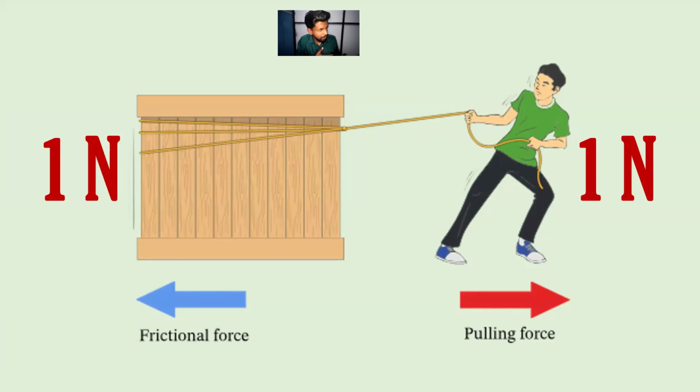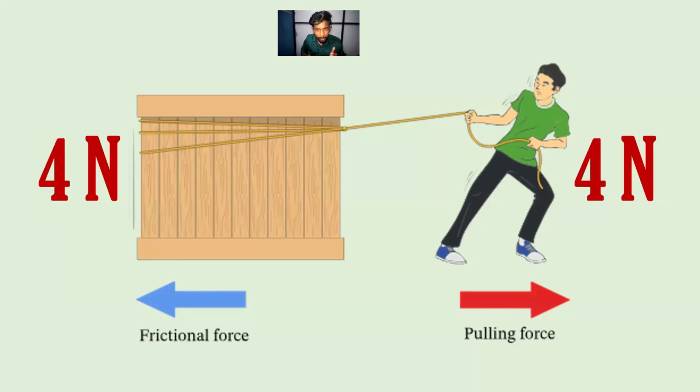So now what am I going to do? Now I'm going to increase the force to 2. If I increase the force up to 2 Newton, then the frictional force also will increase up to 2. Still the object is not moving, because it opposes our force, right? It is against our force. Now I have increased the force up to 3 Newton. Still the object is not moving. Do you know the reason? Because the frictional force is also 3 Newton. So the object is not moving.